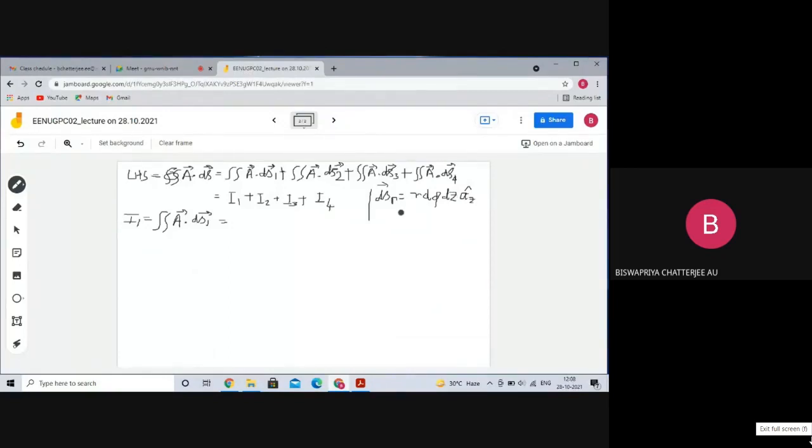What I was telling is that if you search your previous note, the mathematical equation for the constant R surface was R d phi dz, and it is not AZ cap, it is AR cap. This was the equation.